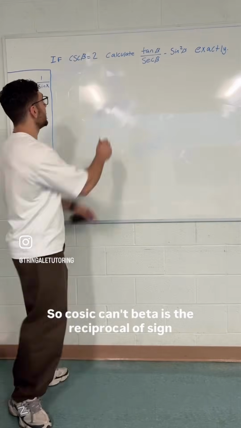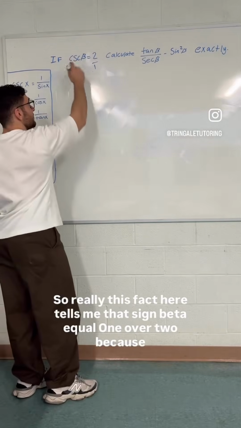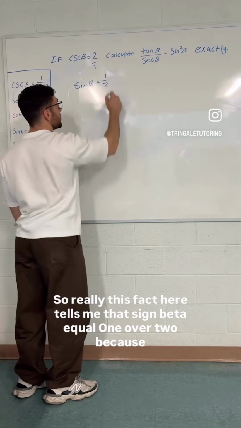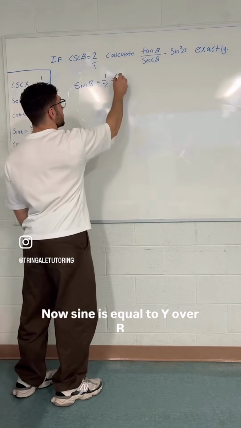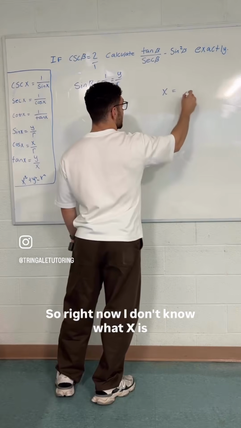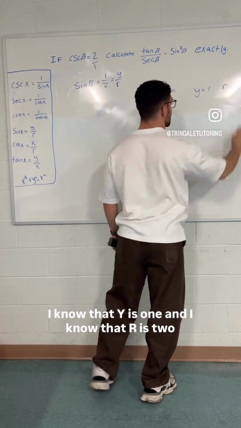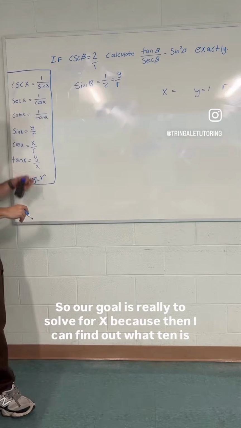So cosecant beta is the reciprocal of sine. So really this fact here tells me that sine beta equals 1 over 2 because it's the reciprocal. Now, sine is equal to y over r. So right now, I don't know what x is. I know that y is 1, and I know that r is 2. So our goal is really to solve for x, because then I can find out what tan is.